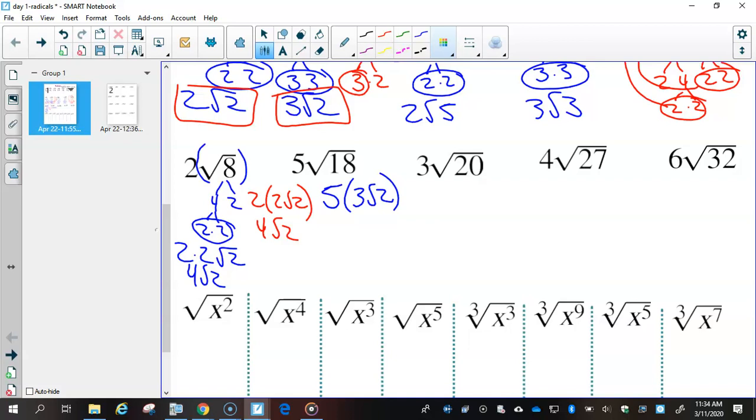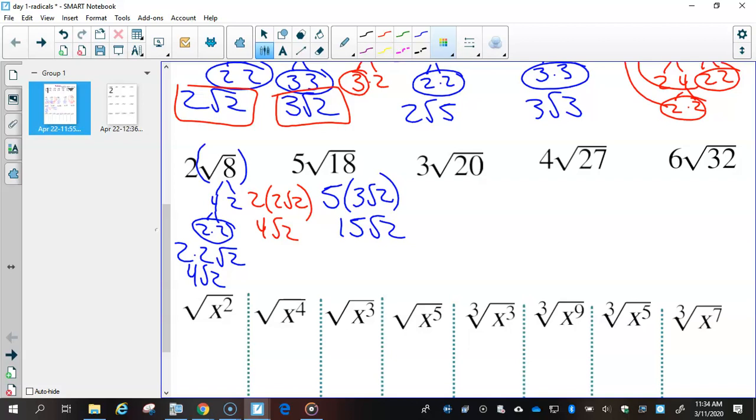What would this final answer be? 15 times square root of 2. I want you to do these 3, either by taking what we have and multiplying it, or simplify the radical again, and then multiply it at the end. Either one is fine.